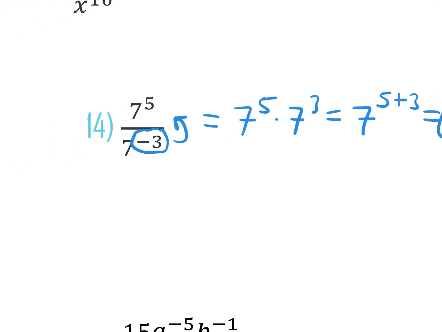Another way that you could do it is maybe you see the fraction right away and you want to subtract it. That's also perfectly fine. You get 7 to the 5 minus negative 3. And then that's going to get you plus, which is still 7 to the 8. So no matter how you look at it, you should get the same answer. All right.